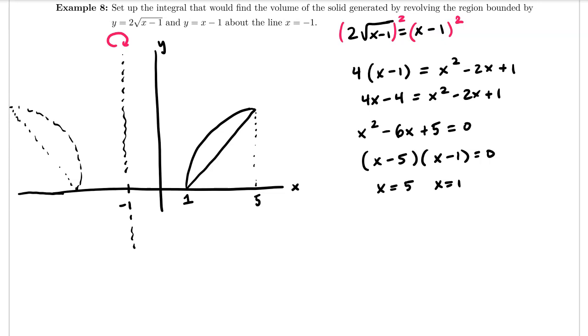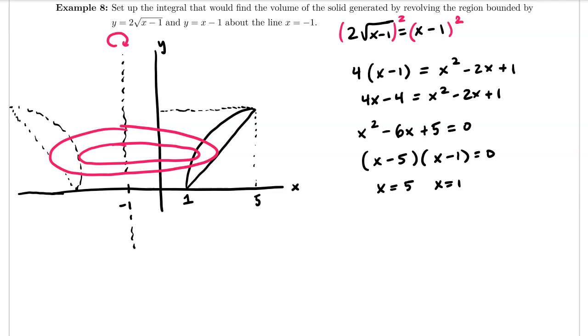And notice that if I take my cross sections, they're going to be stacked vertically. So I have something like that, and then something like that. And each of my cross sections is going to be a washer or a donut in this case. Because I'm stacking my washers vertically, that means that we need to integrate with respect to y. I can see visually that my bottommost washer will start at y equals 0, and the top one is going to end here.